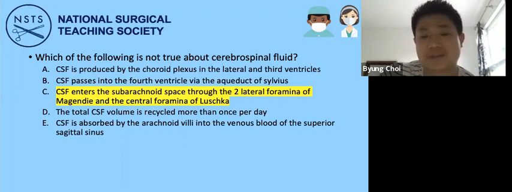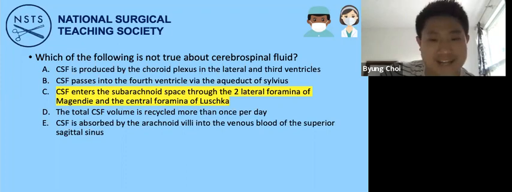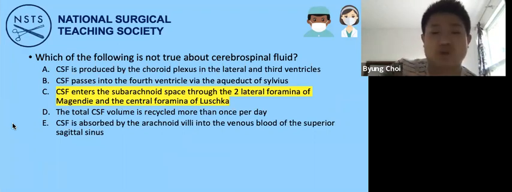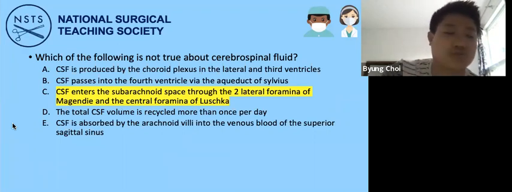And I remember that because Luschka, L for lateral. So Luschka is the two lateral foramina and Magendie the central. So if you knew that, you would know that C is definitely not true, which means it is the answer for this question. And then again, if you were confident on that, you could go through A, B, D, and E just to see.